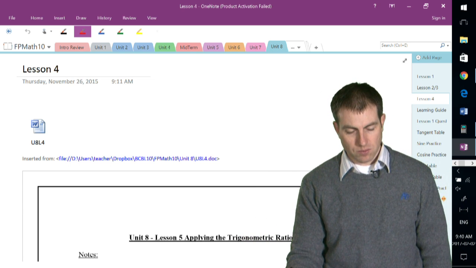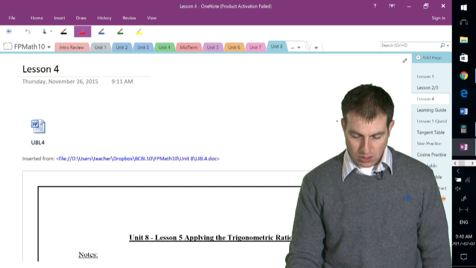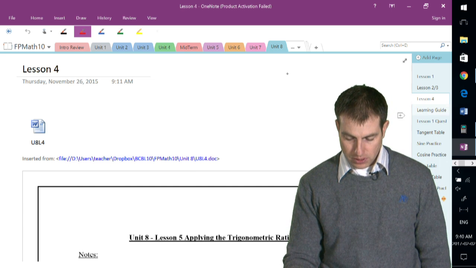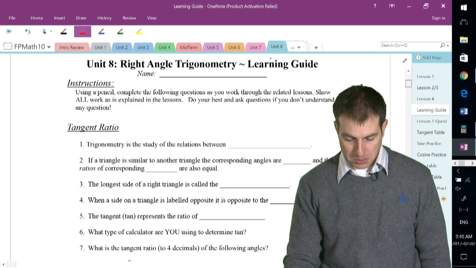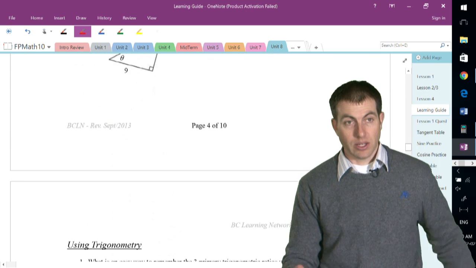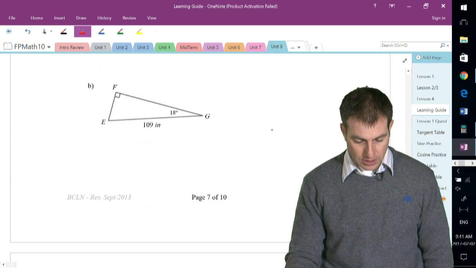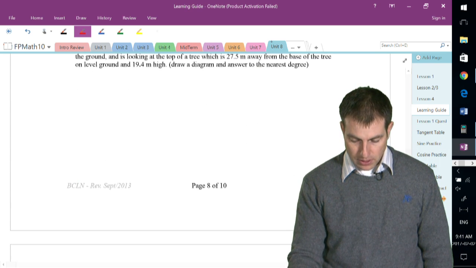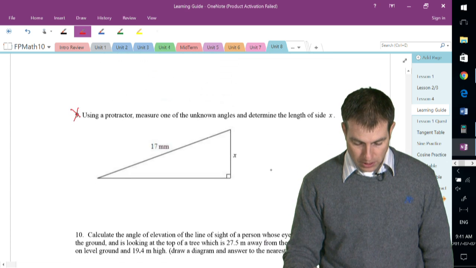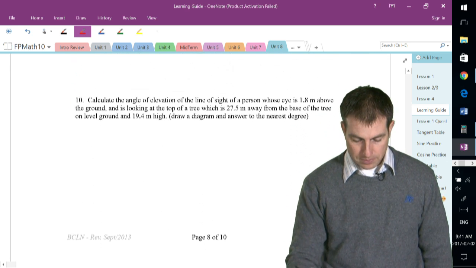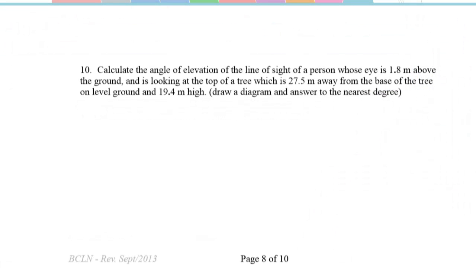I won't do lesson 4, I don't think, on Monday. The problems in the learning guide are pretty straightforward in terms of word problems. So the only thing that I wouldn't have taught is how to look at the word problem. So if you look at like question number 10 on page 8, calculate the angle of elevation. And remember, angle of elevation is you have some surface. Angle of elevation would be the angle going up.